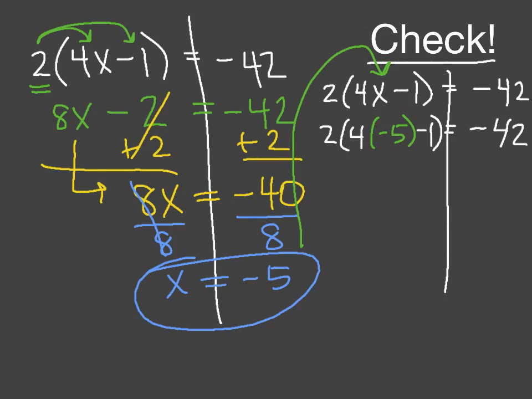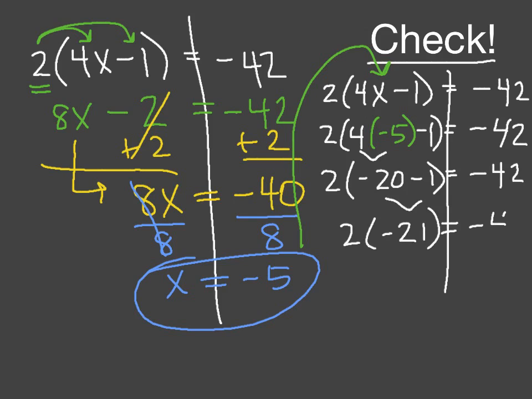Now I'm just going to calculate. If I type all this into my calculator, is it going to equal negative 42? So let's start doing some order of operations. I'm going to do this 4 times negative 5 first, gives me negative 20. Now I'm going to calculate what's in parentheses, so that's negative 21. And now if I multiply this, 2 times negative 21 is negative 42, which is exactly what I wanted it to equal, and that's how I know that my answer is correct.